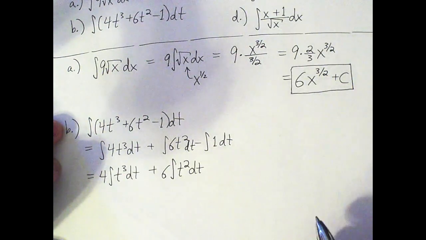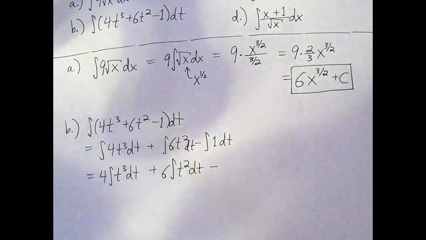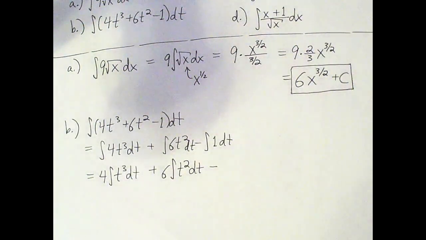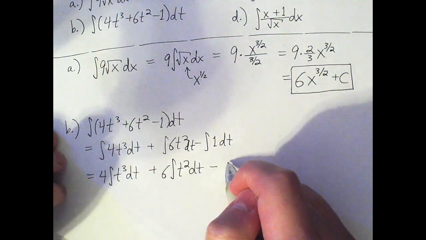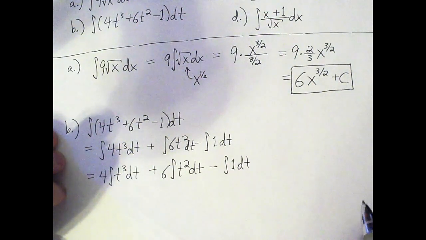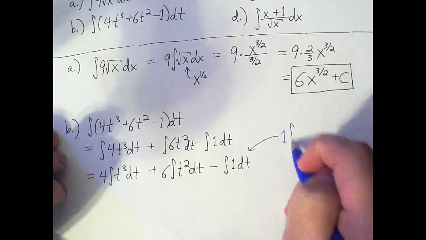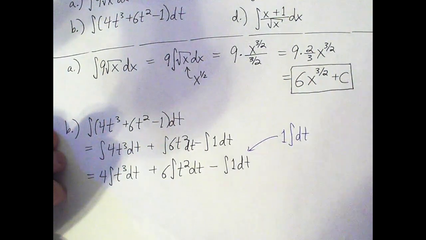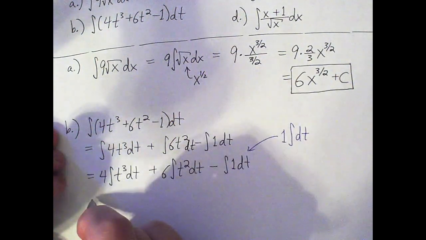Do we pull the 1 out? I guess that's a question. 1 is a constant. Do you think you pull it out front? The answer is you can. It's okay to pull the 1 out. We could leave it in or pull it out. So you could actually say 1 integral dt. That's okay. Sometimes you'll see it written that way. It means the same thing as what I wrote.